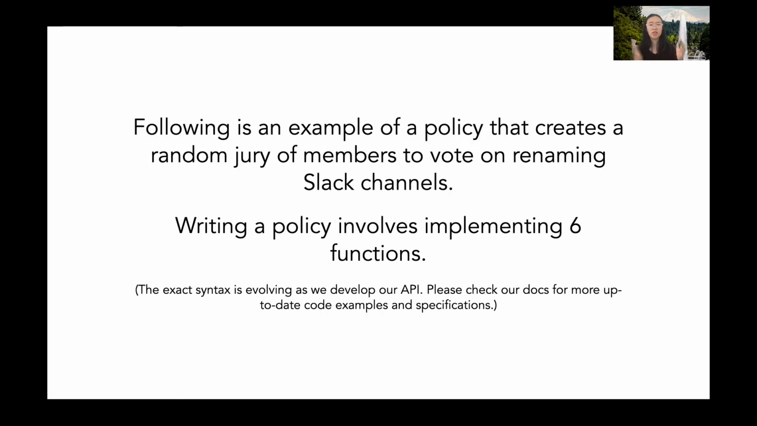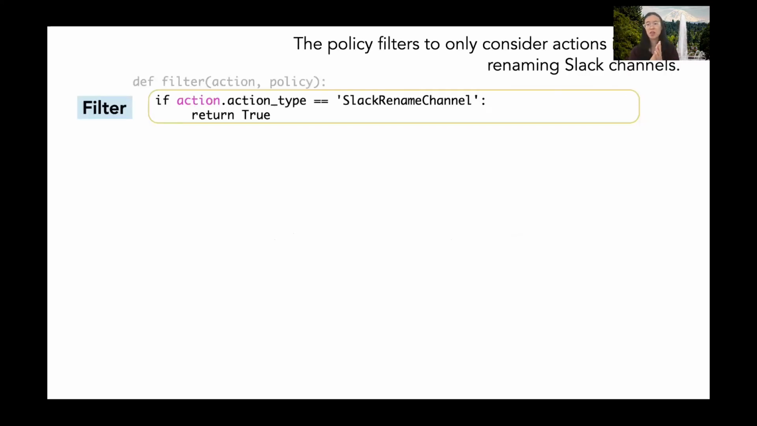The structure of writing a policy involves implementing these 6 functions, these 6 chunks of code. Just a caveat here: the exact syntax that I'm showing you is evolving because we're actively working on developing our API. So please check our docs for more up-to-date examples. But at a high level, it's the same. So there are these 6 chunks.